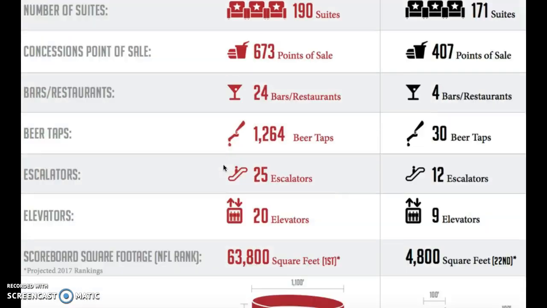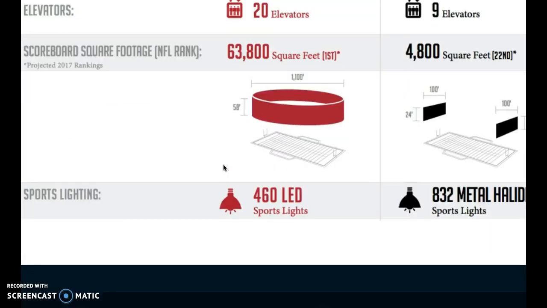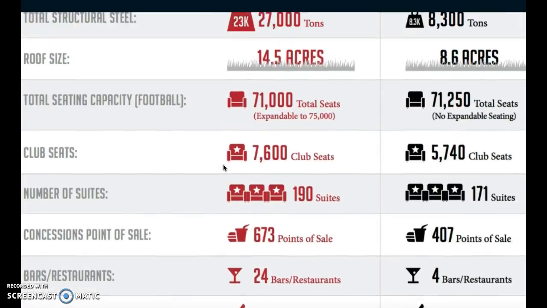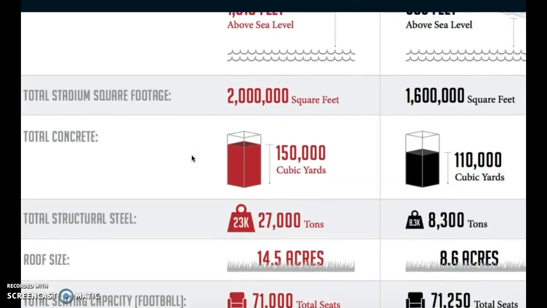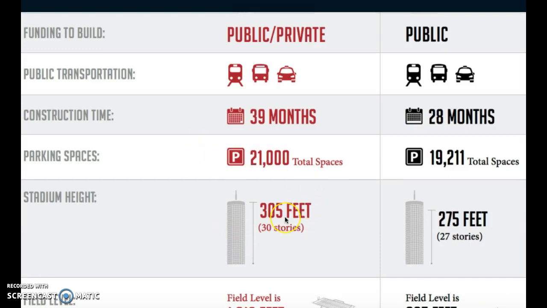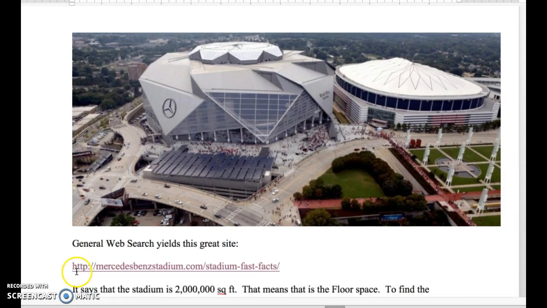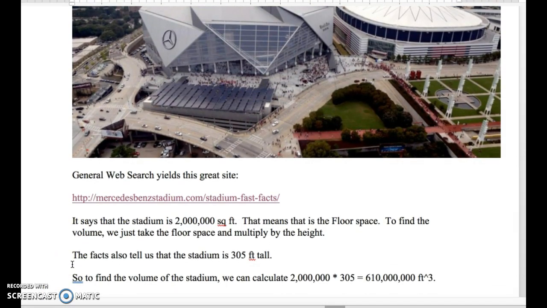What else here? I think all of this really doesn't have anything that we need. So I would limit what we need to just the total number of seats, maybe the square feet, and even the height. So let's go back to the file that I had started here. I'm going to proceed using the stadium's square feet. So again, it says that the stadium is 2,000 square feet.